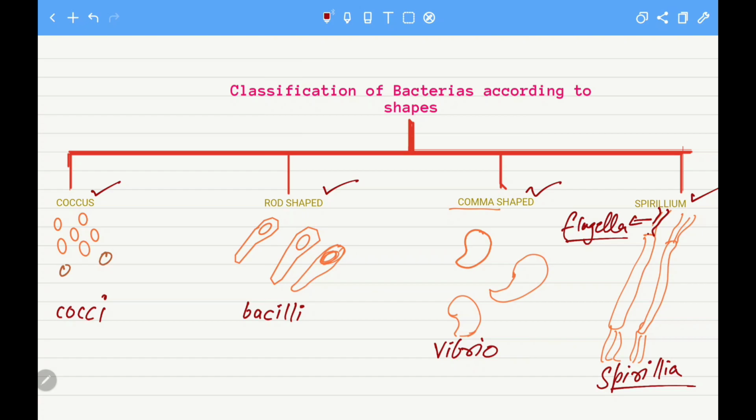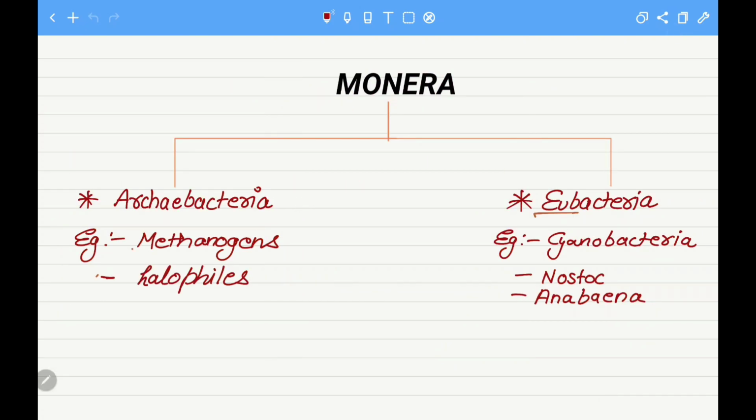Next, we classify organisms according to their phylum. So Kingdom Monera is subdivided into two phyla, Archaebacteria and Eubacteria. Archaebacteria are those which are present in harsh climatic conditions. For example, methanogens and halophiles. I want to mention that halophiles are those which are present in salty areas.